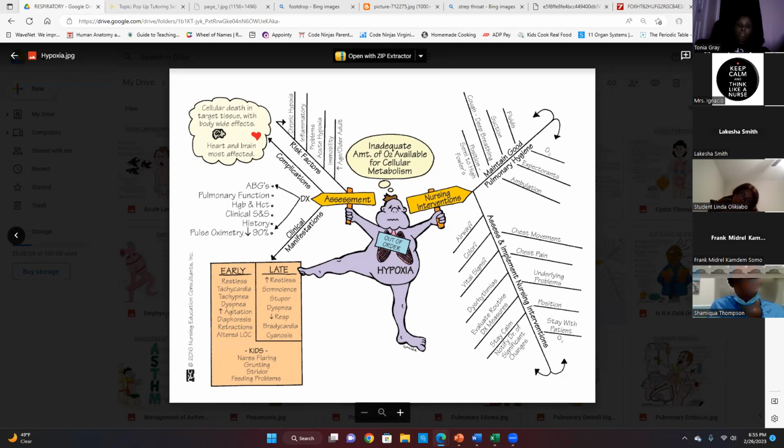Okay, very good. Let's talk about a thoracentesis. What are some of the things that the nurse should do during the thoracentesis? Anyone can answer.